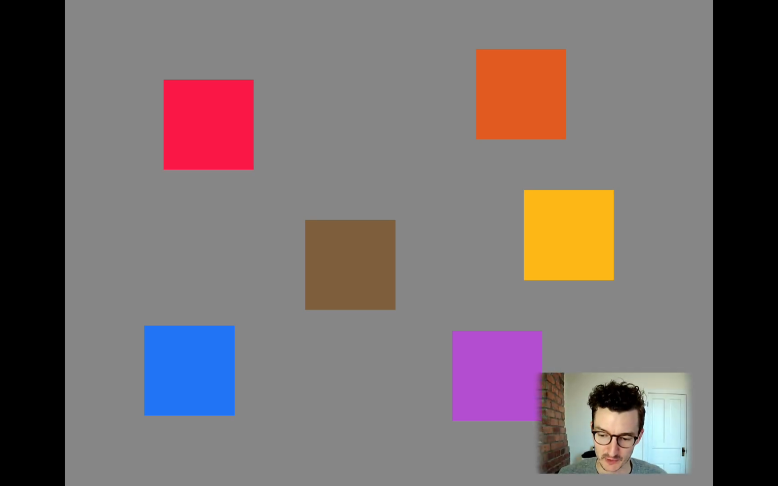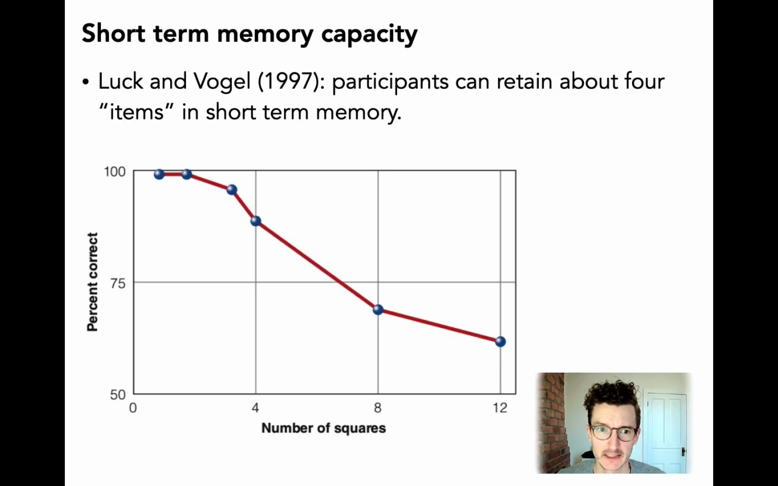Here we go. Prepare yourself. Okay, same or different? Different, so that orange square used to be green. So that's how the experiment worked. And what did Luck and Vogel find? Participants can retain about 4 objects in their short-term memory, right? So 4 squares, and the task is fairly easy, so you're able to see changes with about 85% accuracy. Once we get up to 8 squares, we're down below 75% accuracy. So accuracy is starting to fall off.